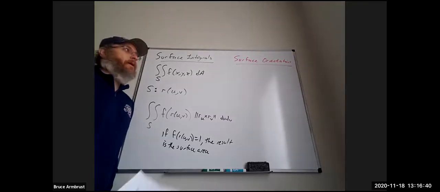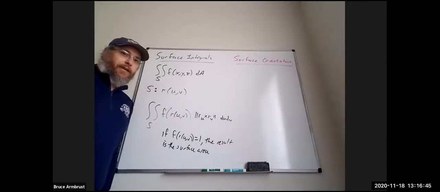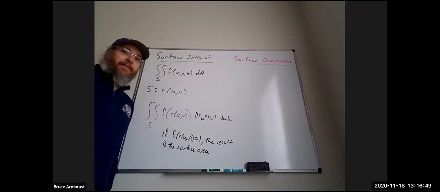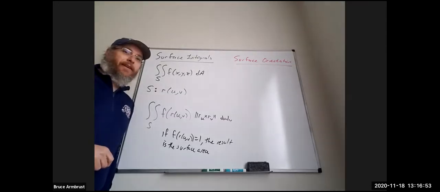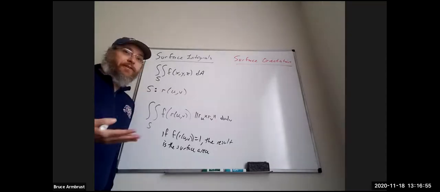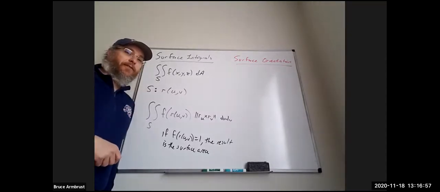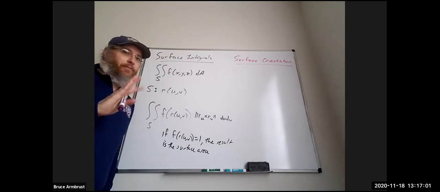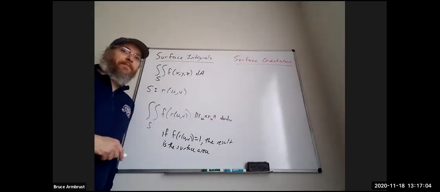So first things first, not all surfaces are orientable. Not all surfaces have two sides to them. And I know that also feels weird, but it's truth. There are surfaces that don't have two sides. Now, most of the surfaces you think of do.